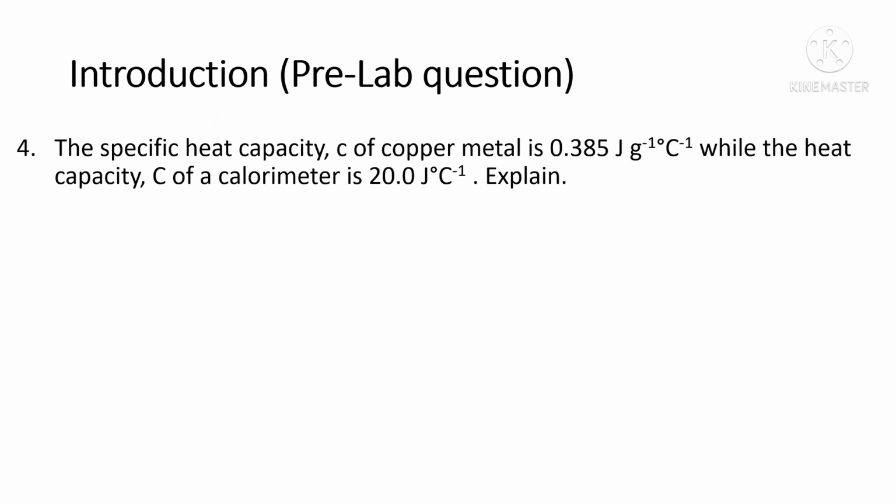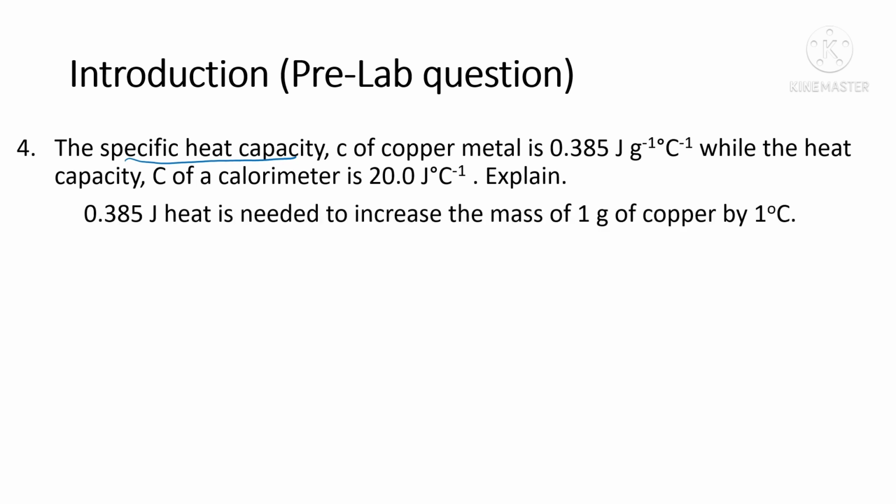Question number 4, the specific heat capacity of copper metal is 0.385 joule per gram per degree Celsius, while the heat capacity of calorimeter is 20 joule per degree Celsius. Explain. So specific heat capacity involves mass factor. Therefore, specific heat capacity of copper metal is 0.385 joule per gram per degree Celsius, which refers to 0.385 joules of heat needed in order to increase the temperature of 1 gram of copper by 1 degree Celsius.